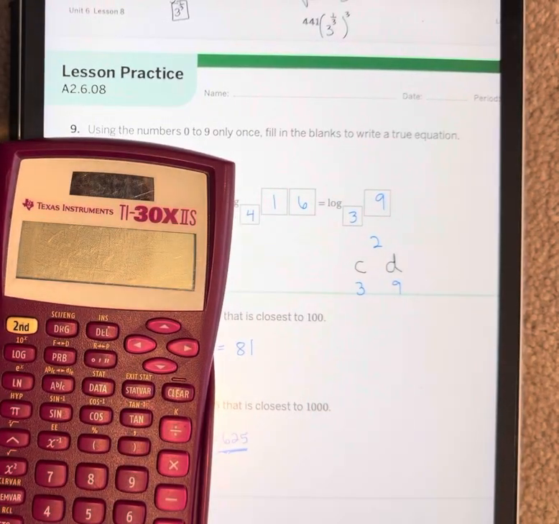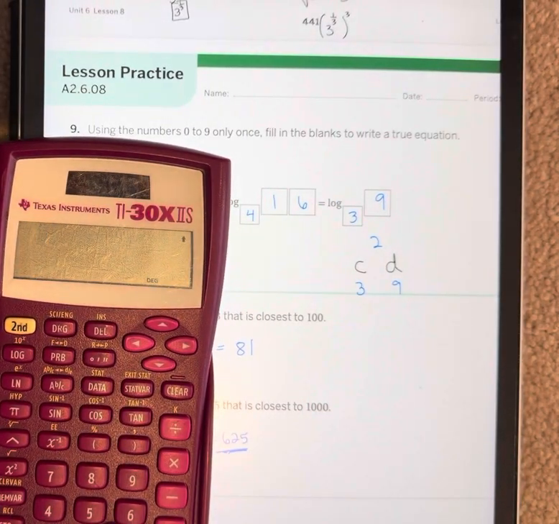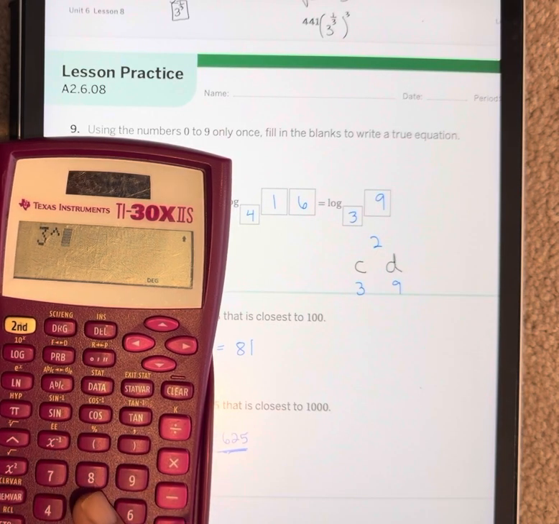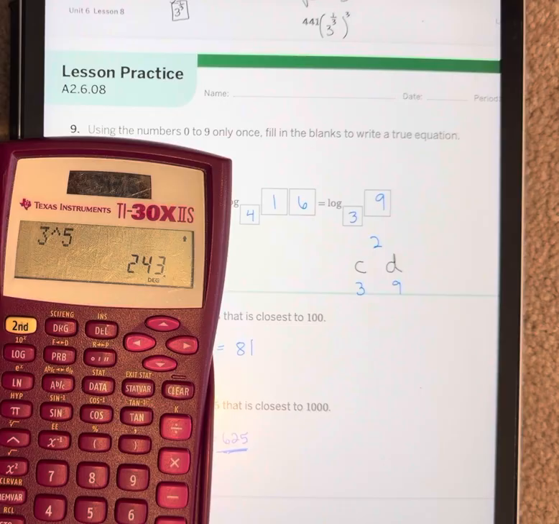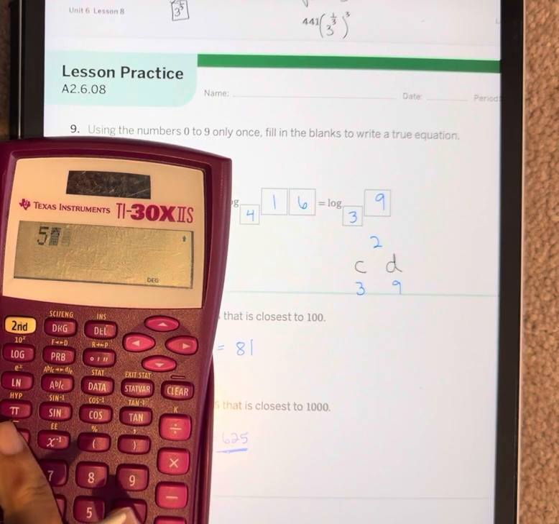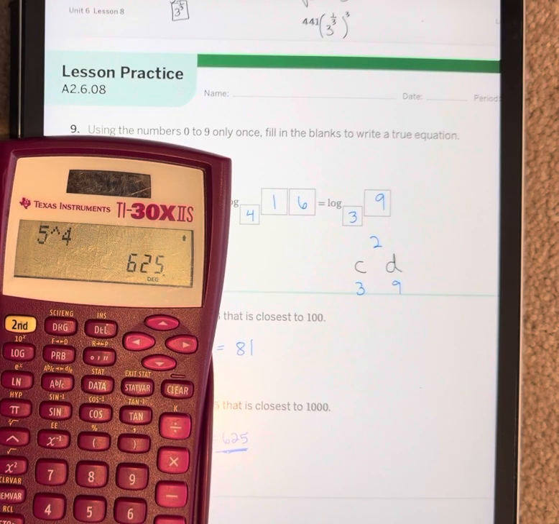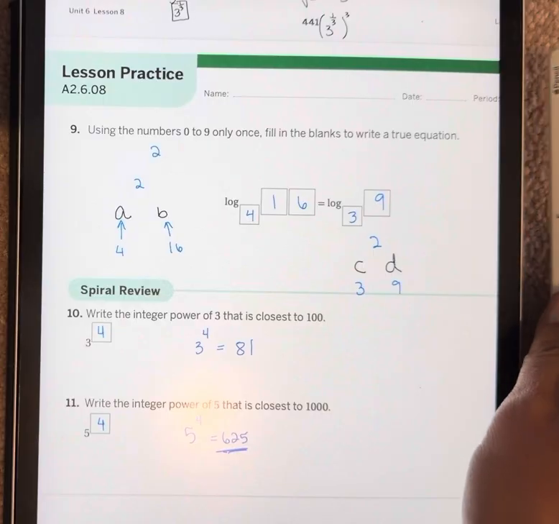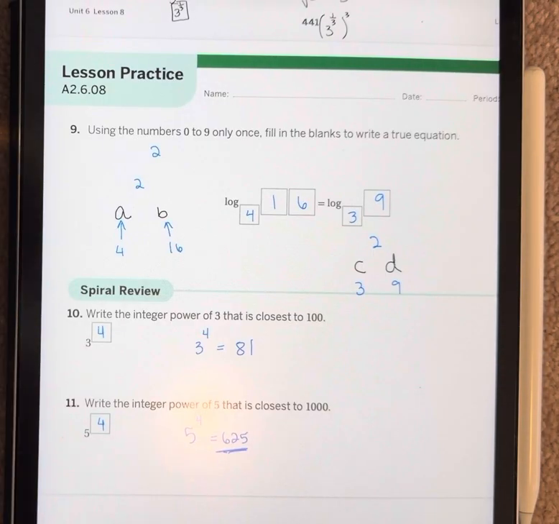You also could use a calculator here, I guess. So you would go like 3 to the fourth, 81. 3 to the fifth, oh no, too big. All right. 5 to the fourth, 625. 5 to the fifth, oh no, too big. Okay, that's it. Okay, guys.